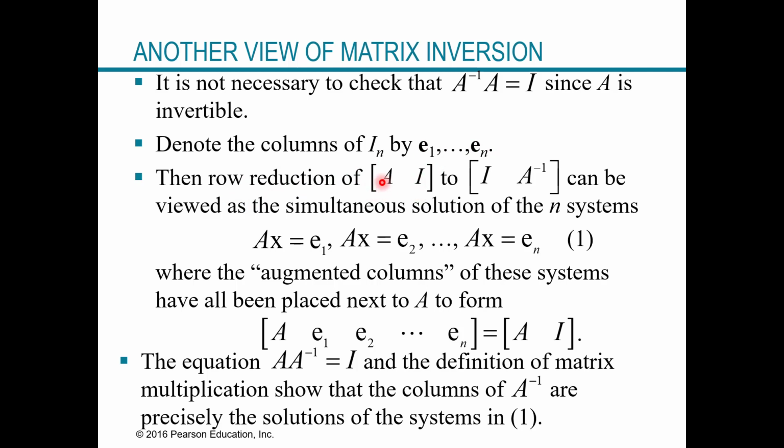Then the row reduction, when you have your matrix set up where A is your left columns and I is your right columns, when you reduce it to I on your left columns, the result is A inverse on the right columns. Exactly what we just did. We can actually view this as the solutions to n systems of equations. Okay, so where A times x equals column 1, E1, A times x equals column 2, and so on, where the augmenting columns of these systems have all been placed next to A to form this matrix here. So this is equivalent to this one here. So A on the left columns, E1, E2, and so on the right columns, but those just represent I. And then the equation, A times A inverse equals I, along with the definition of matrix multiplication, show that the columns of A inverse are precisely the solutions to this system of equations up here. All right, so just some facts for us.